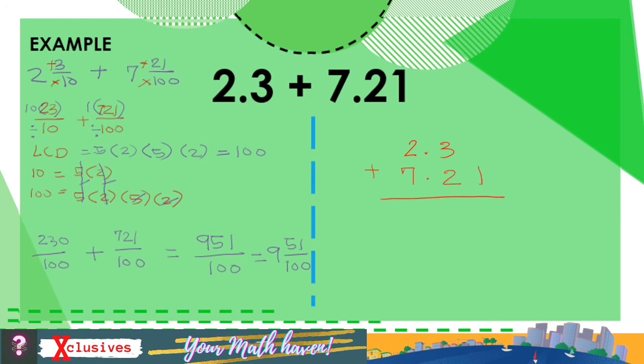So we simply add the numbers. 3 plus 2 is 5. Your decimal point should be in place. And 2 plus 7 is 9. So this is our answer.